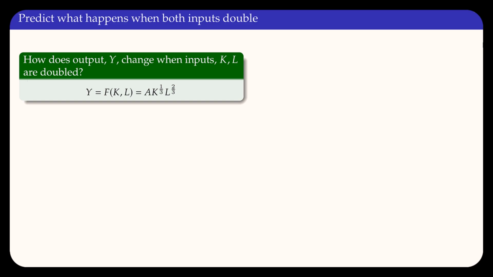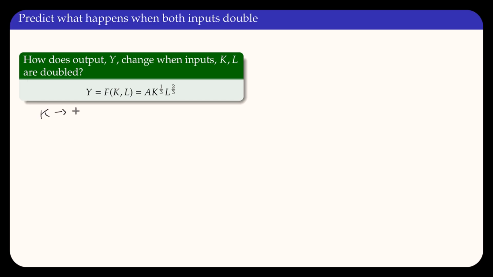Looking at the slide in front of you, you can see we have an example here, a question, and the question says, how does output y change when inputs k and l are doubled? Seems like a good question. How can we go about approaching this? Well, we want k being some positive number.